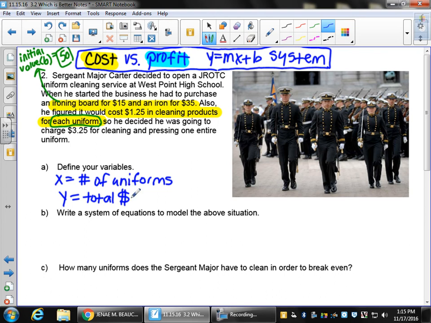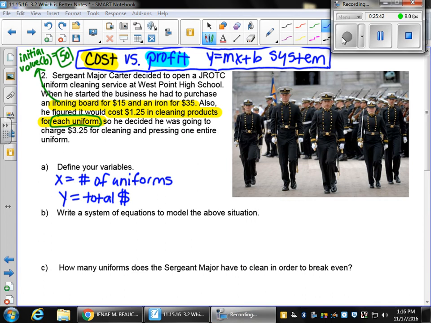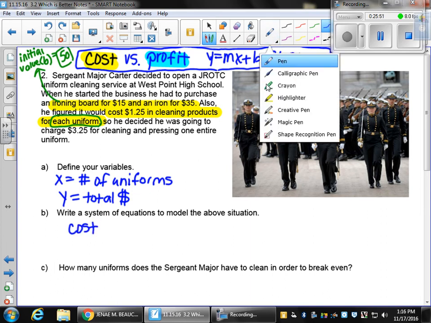I didn't specify total cost or total profit because money is going to be a total for cost and profit, so we'll just keep it general, total money. We have our variables. We are now ready to write our cost equation.